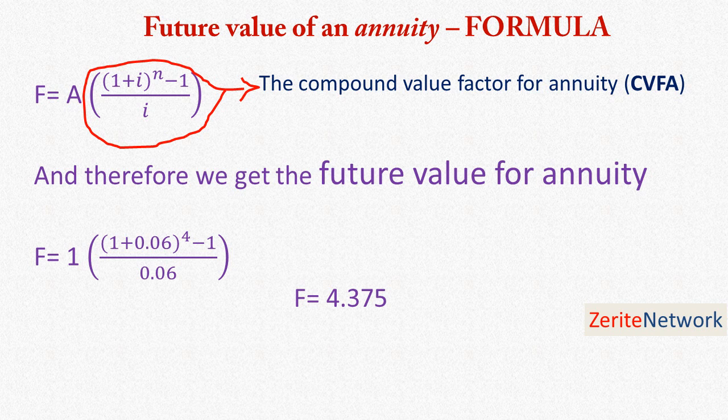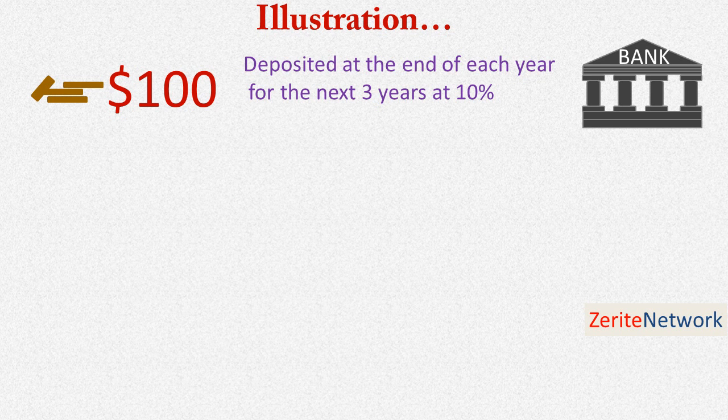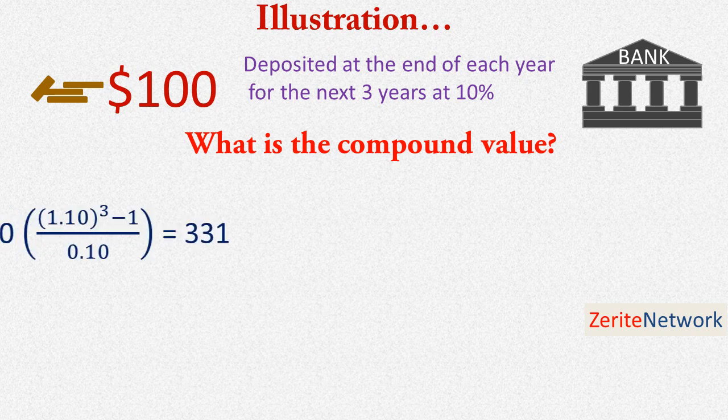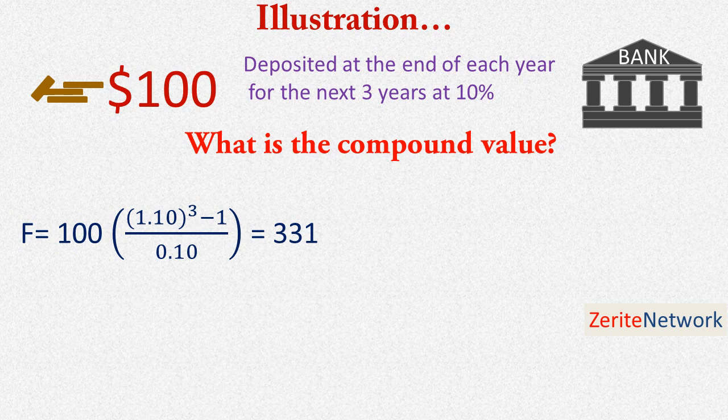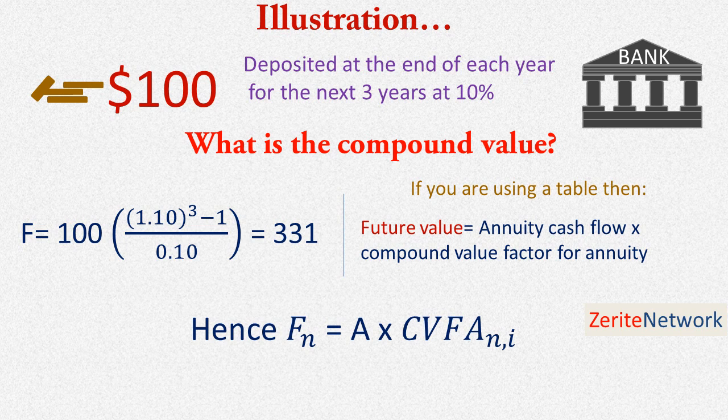So here's an illustration. Suppose $100 is deposited at the end of each year for the next 3 years at 10% interest rate. What is the compound value? So just applying the formula, you can fit it in there. So we have F is equal to 100, and into large brackets we have 10% plus 1 raised to power 3 minus 1 over 0.10, or the 10%, and that gives us 331. If you're using the table, then future value is equal to annuity cash flow times compound value factor for annuity. So you just take the number and feed it there, and you'll get your answer.